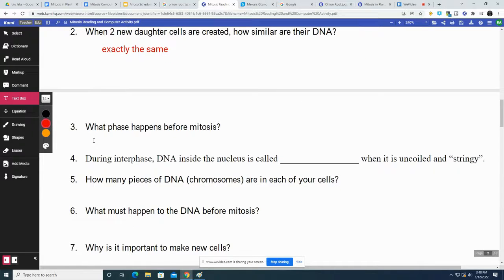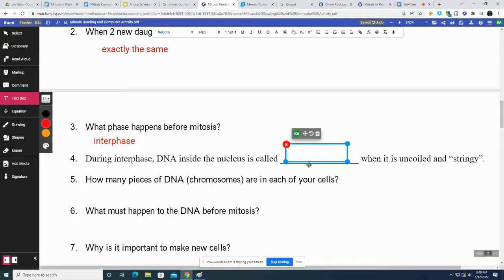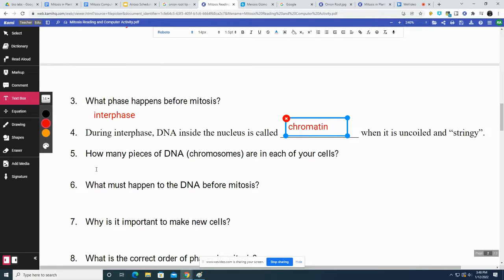What happens before mitosis? Interphase. During interphase, the DNA inside the nucleus is called chromatin. It's uncoiled and stringy and you can't see it under a microscope. How many pieces of DNA, how many chromosomes are in your cells? Since you're a Homo sapien human, you have 46. What must happen to DNA before mitosis? It has to replicate. So it has to make a copy of itself.